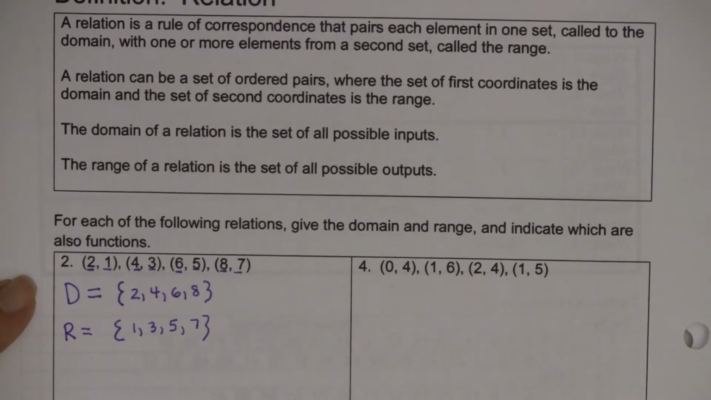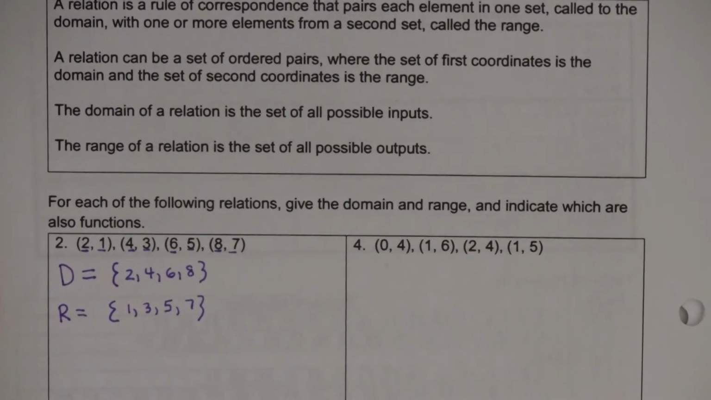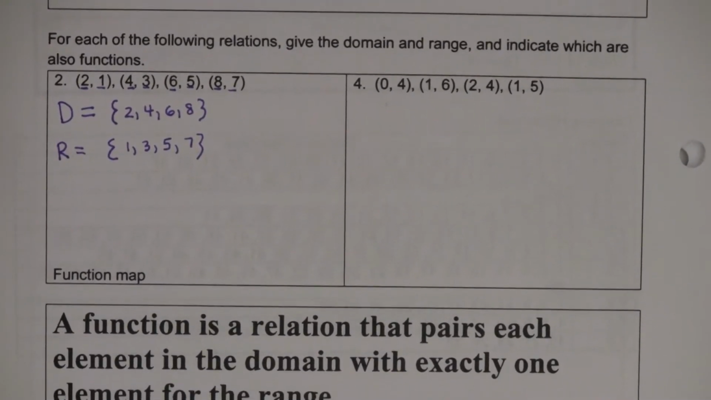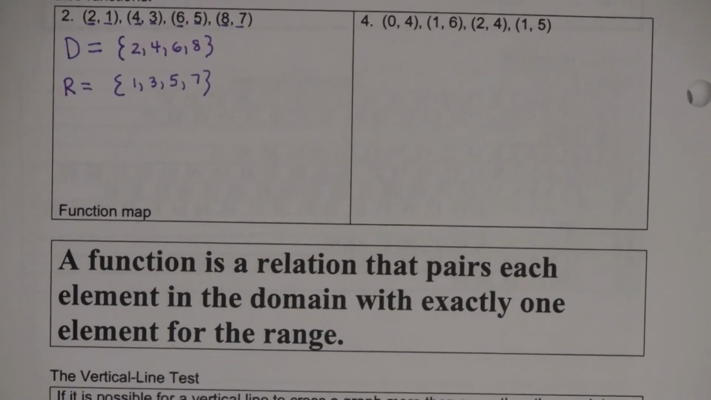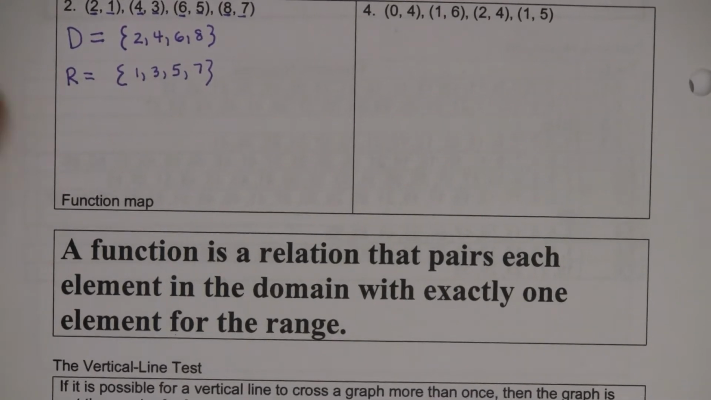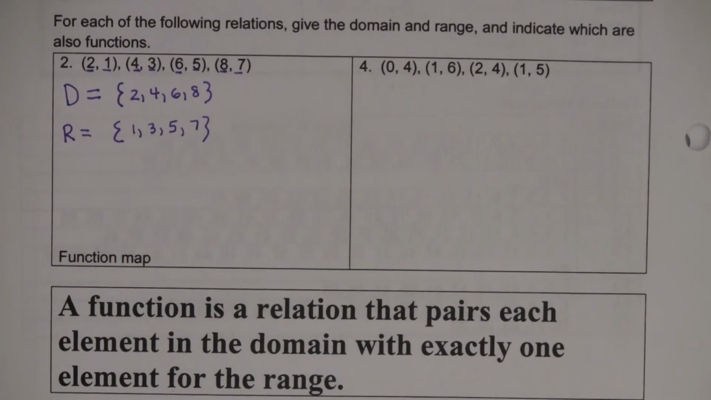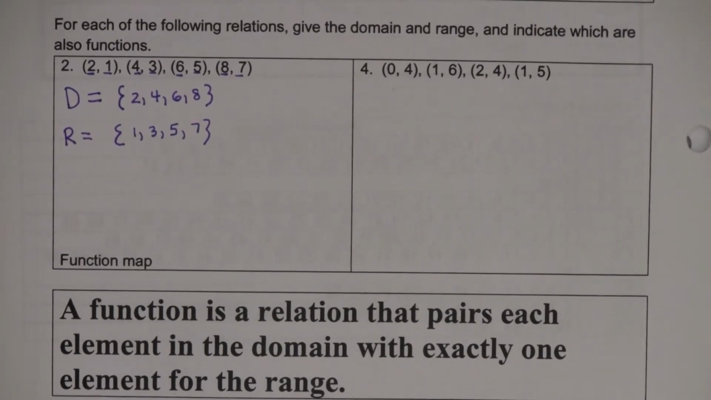Now they've asked us, is this a function? I put what a function is down below because I wanted to do that first part first and then go on to what a function is. A function is a relation that pairs each element in the domain with exactly one element in the range. It's nice to look at this on what is called a function map, so we're going to do that.